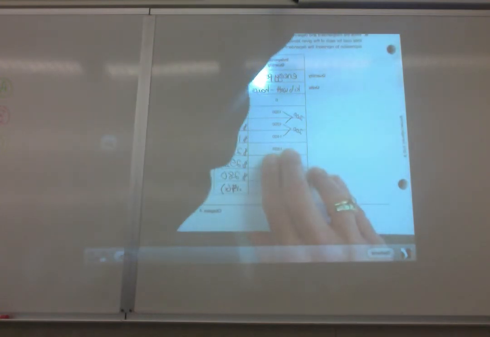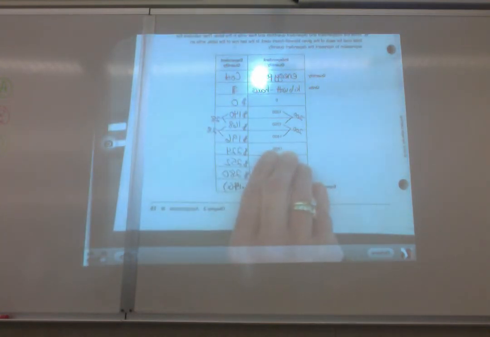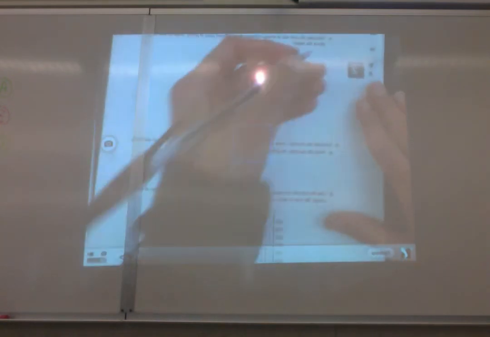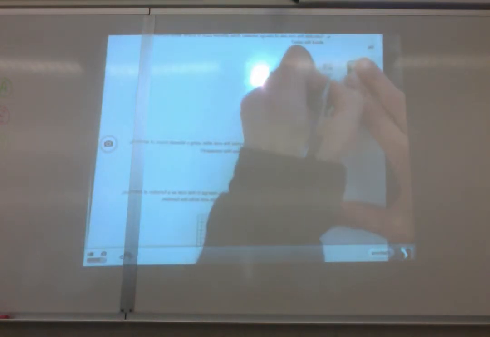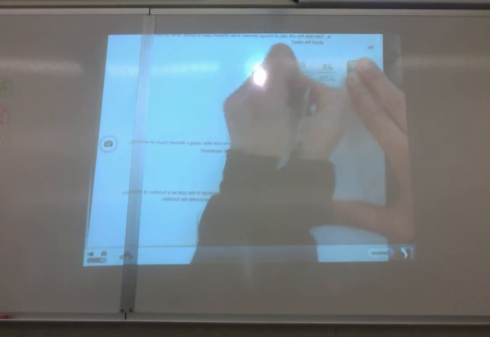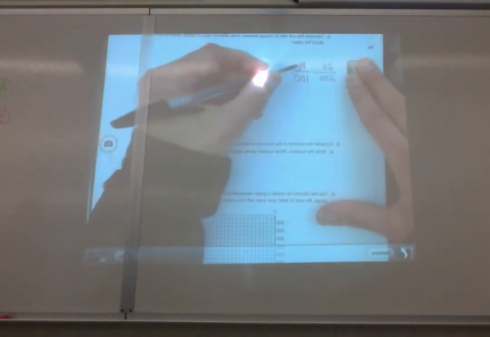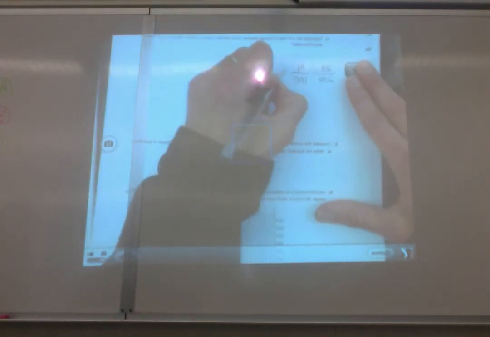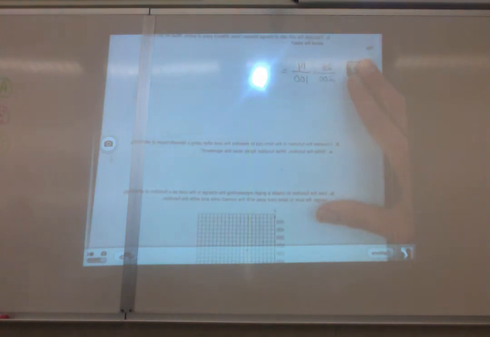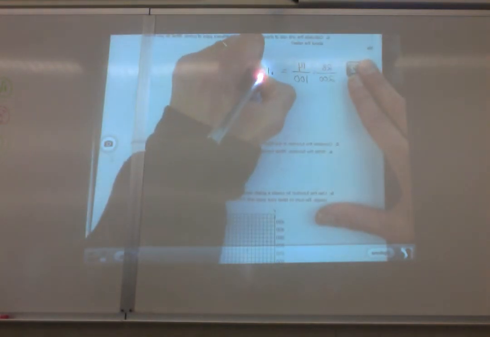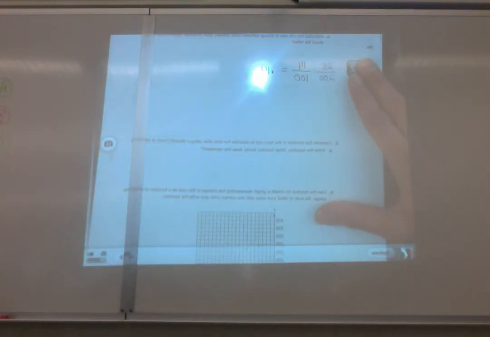Did you get one of these, Kenya? Good. Okay, so we could have done 28 over 200, or 14 over 100, or 7 over 50. But what's 14 over 100 in decimal form? 0.14. That looks familiar, yes?